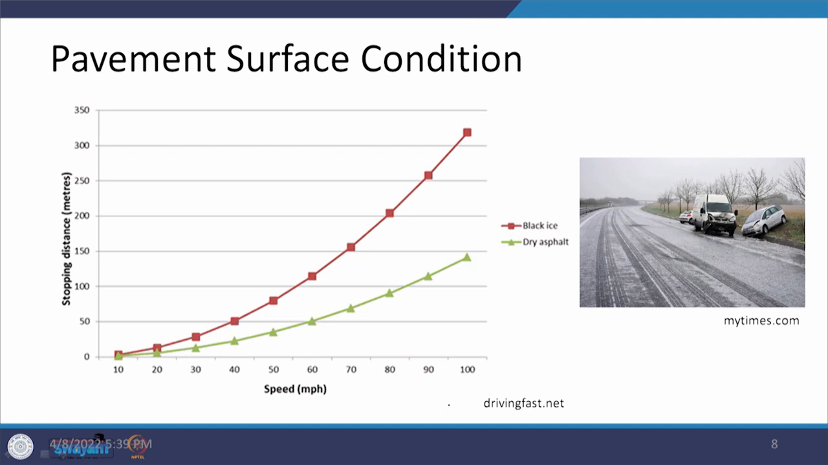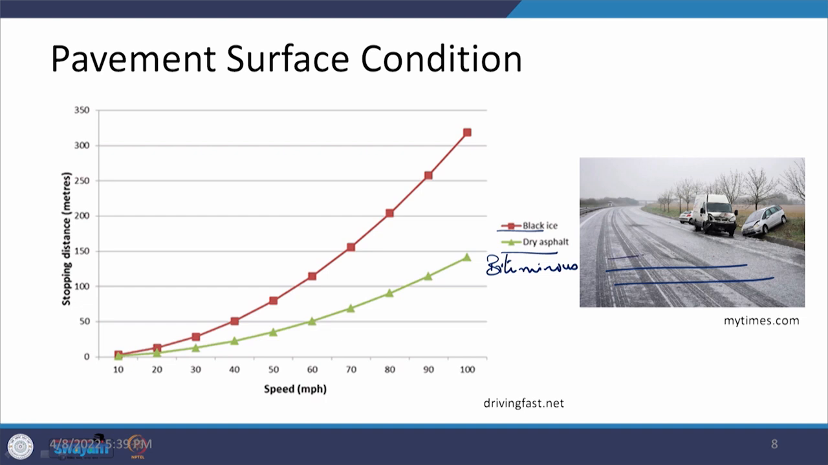Now here the pavement surface condition is being talked about in terms of the dry asphaltic surface or bituminous surface, or you can say the blacktop surface. And another one is shown on the other side in the photograph, where snowfall has been there and then slowly that snow has settled down, and now it can be treated as black ice, which is there in terms of crystals at the top of the surface.